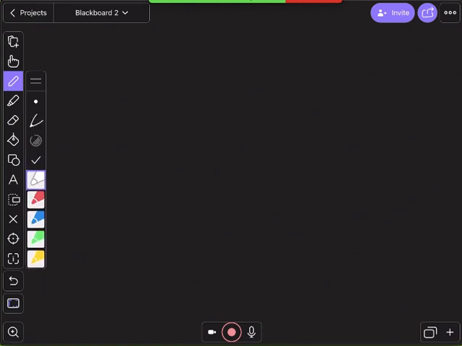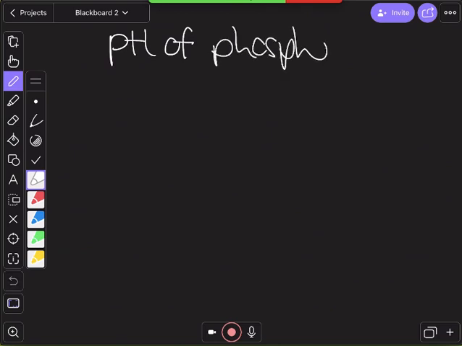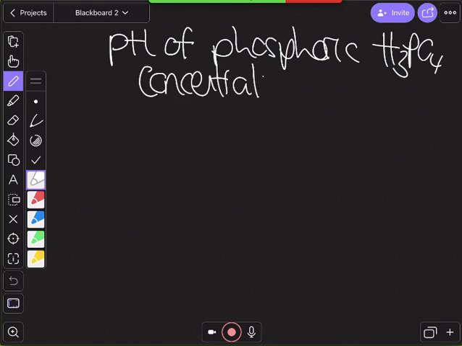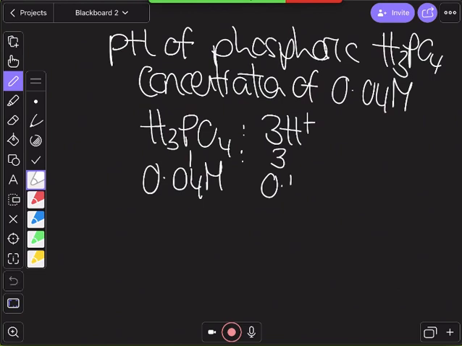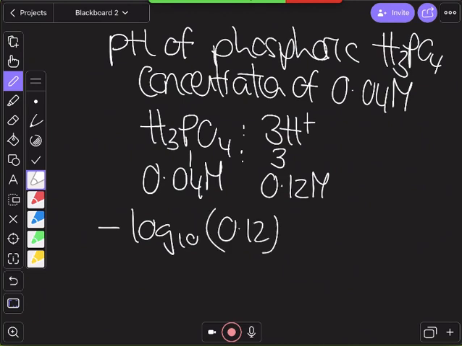And then the last one, it says pH of phosphoric. So pH of phosphoric, I should have written that as a formula. So it's H3PO4 that has a concentration of 0.04 M. So H3PO4 is the 0.04 M, but we want the hydrogen ion concentration to find pH. So you have to recognize that this is 3 H pluses. So it's a ratio of 1:3. So this must be 0.12 M in terms of my hydrogen ion concentration. And then I fill in my formula, and I get a pH of 0.9 something. 0.92.